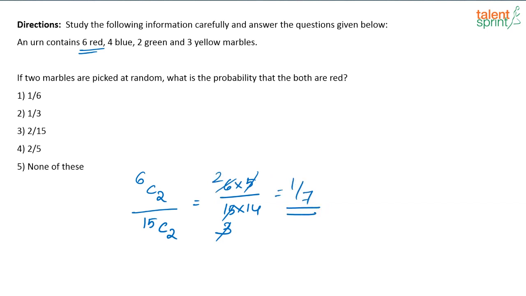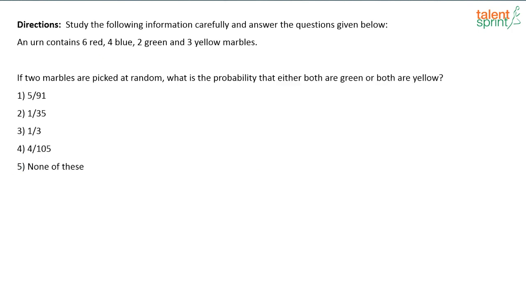Is 1 by 7 there in the options? No, it's not there in the options. So what will you mark the answer as? You will mark the answer as none of these. Option 5. Next one.